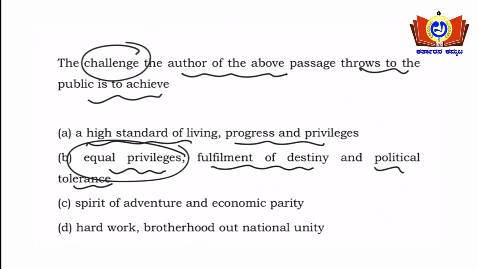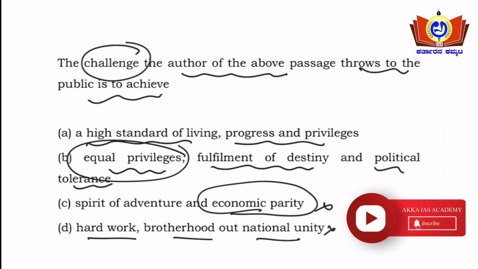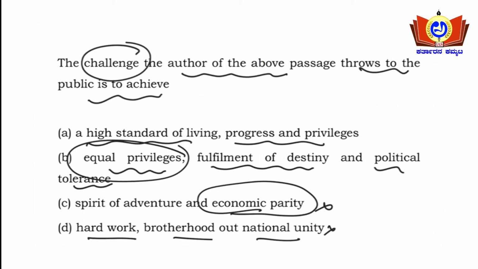I'll be dealing with the third and fourth options as well. Spirit of adventure and economic parity. No, actually this is also wrong here. Hard work, brotherhood and national unity. Okay, this is also wrong here. Why wrong? Because spirit of adventure and economic parity. The passage tells that all of us, to whatever religion we may belong, are equally the children of India with equal rights, privileges and obligations. It is speaking about rights, privileges and obligations. So option C and option D can be eliminated here.